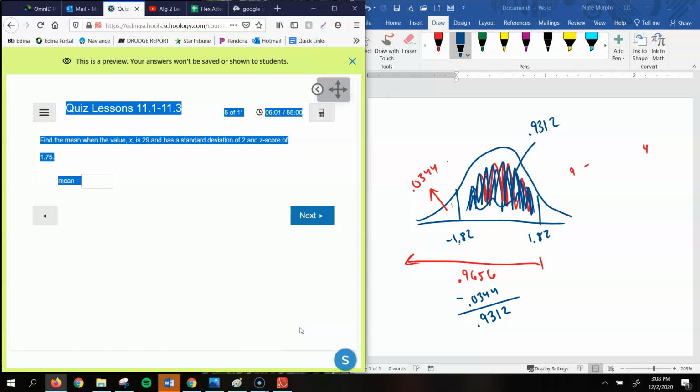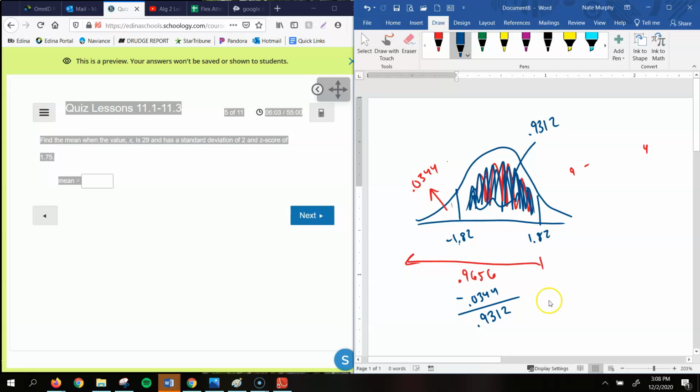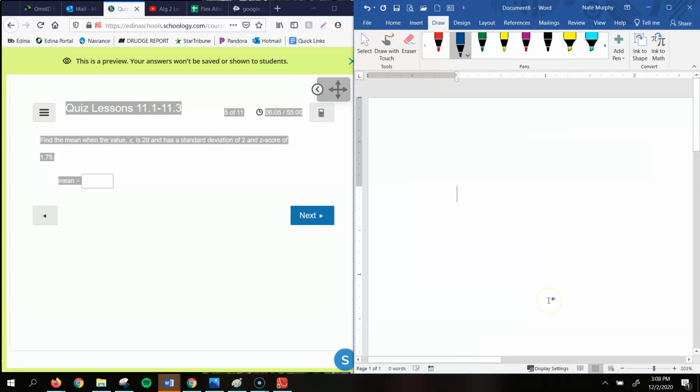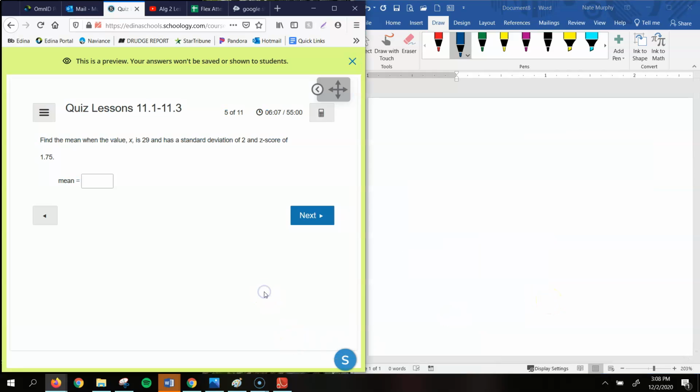All right, so here it says, find the mean when the value x is 29 and the standard deviation is 2 and a z-score of 1.75. Okay, so when the value of x is 29 and it has a standard deviation of 2 and a z-score of 1.75.